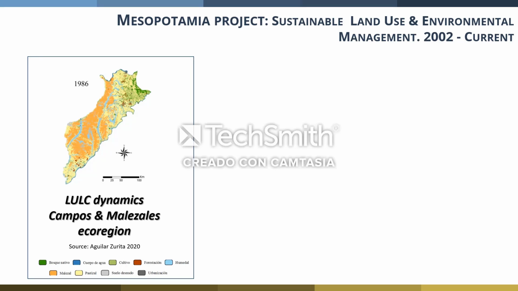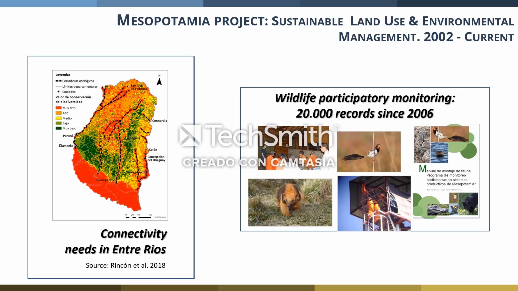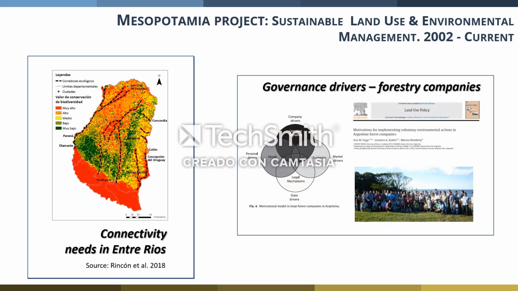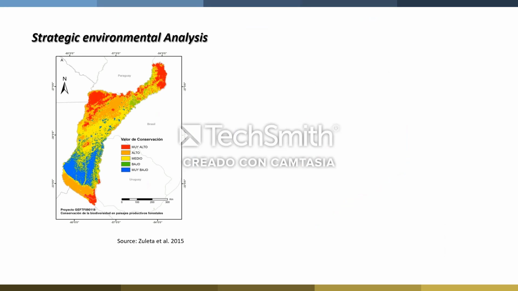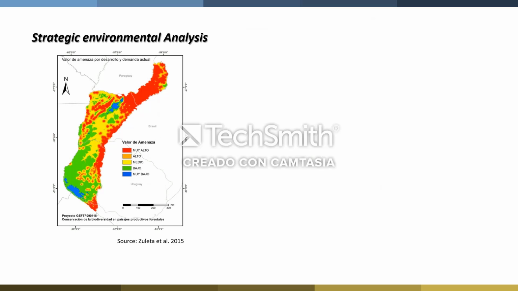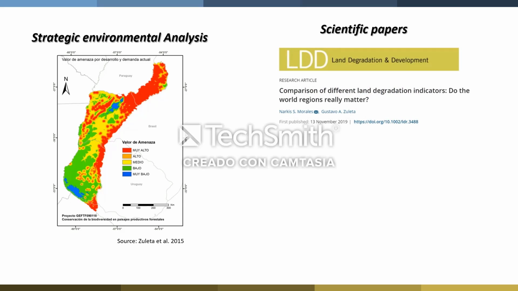This work is framed within the Mesopotamia project, and here you can see some results of the other linked research from lab partners related to LULC dynamics, wildlife extinctions, connectivity needs, wildlife participatory monitoring, and governance drivers with forestry companies, environmental risk in Misiones, and some strategic environmental analysis. And here you can see some scientific papers published related to land use in the Spinal ecoregion, repair and rehabilitation, and governance.